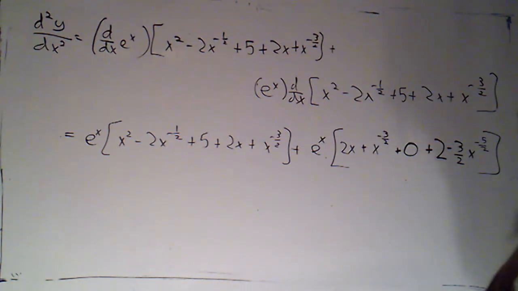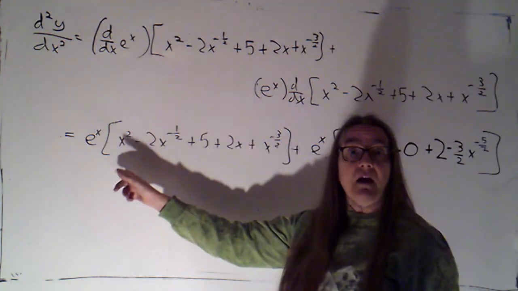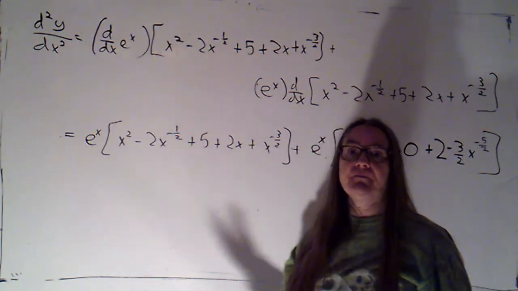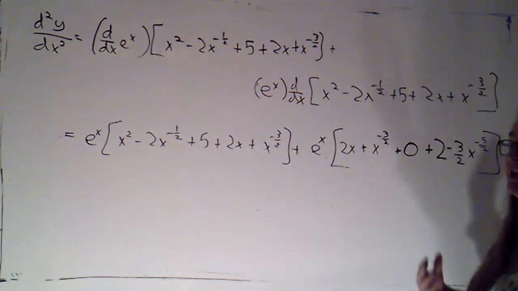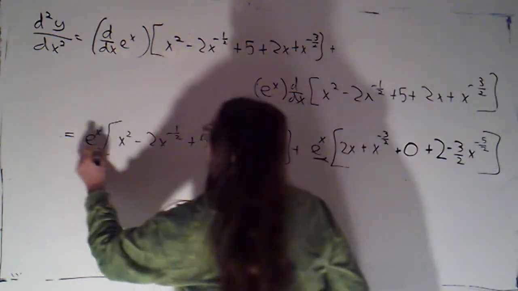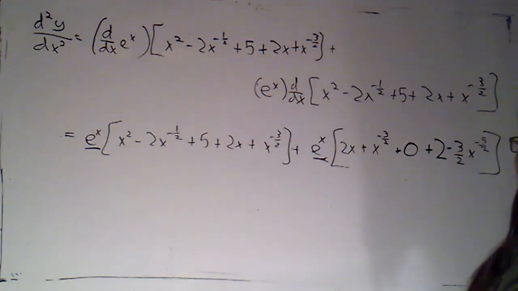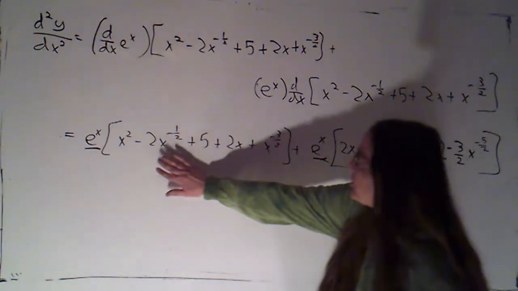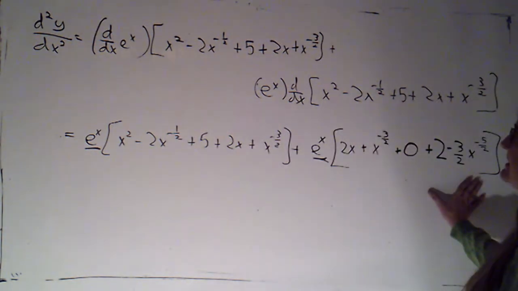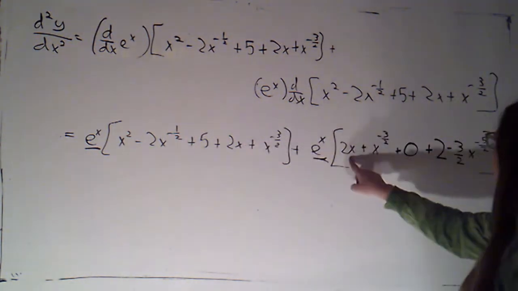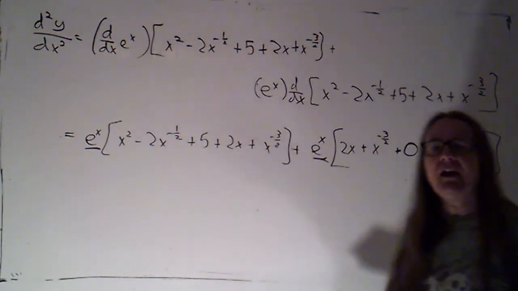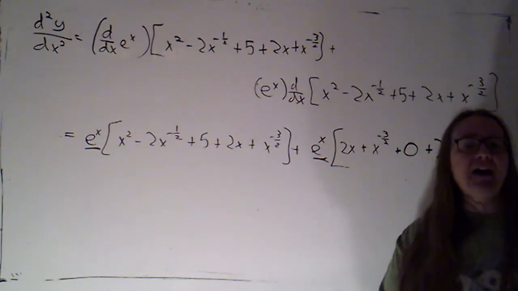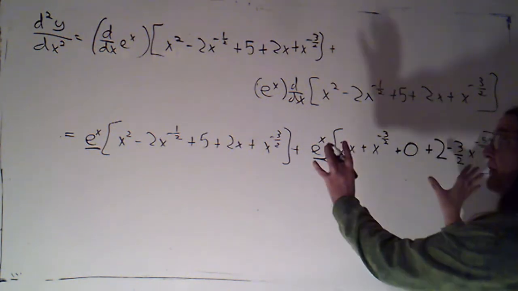Now, if all you're doing is calculating the second derivative, it is totally fine to stop here. You have evaluated the derivative. If I was going to do more work with this, I might choose to simplify. Notice, once again, e to the x shows up in both terms. And I can see I do have some like terms in this factor and in this factor. I've got some 2xs, I've got two more xs. I've got a 2, I could combine that with the 5. So I'm going to go ahead and simplify this a little bit further, but it would be fine to stop here.